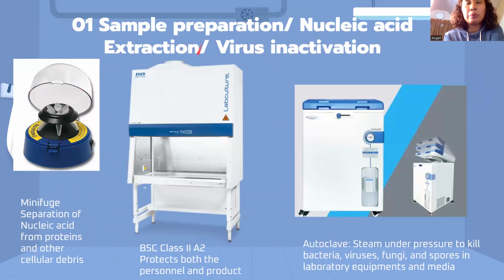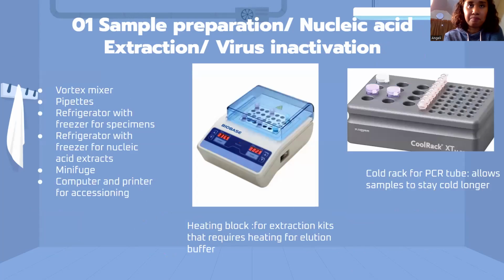Okay, for the equipment, this will be quick. For the sample preparation area, we need minifuges. In extraction, you need to separate the DNA from the organic solvents. What is required according to AO14 is a BSC class 2A2 to protect both the personnel and the product. This is an autoclave. It uses steam under pressure, 121 degrees Celsius, 15 psi, for 15 to 30 minutes. We could autoclave our glasswares and our culture media if you need one.